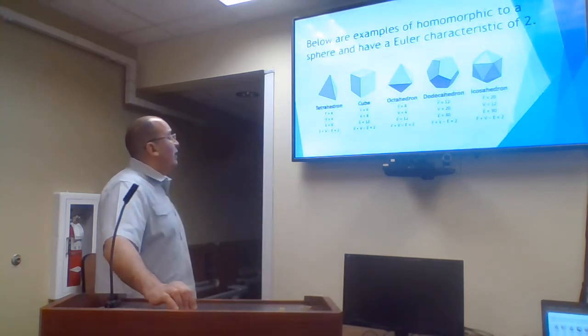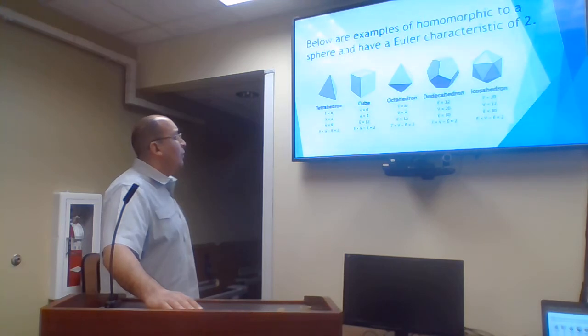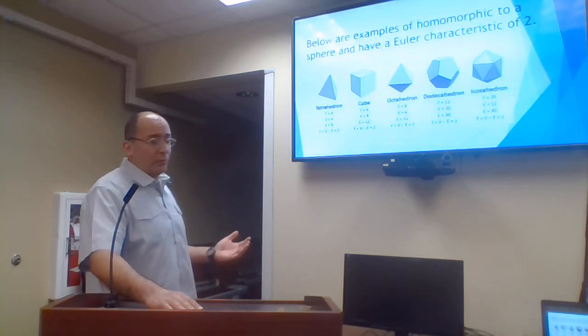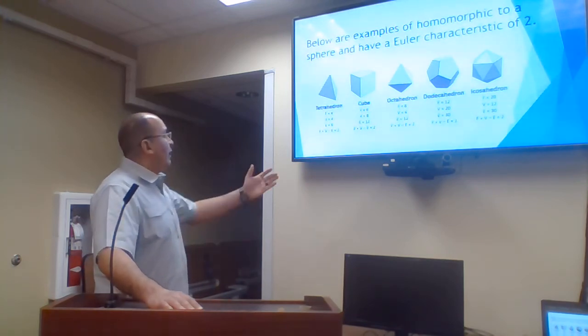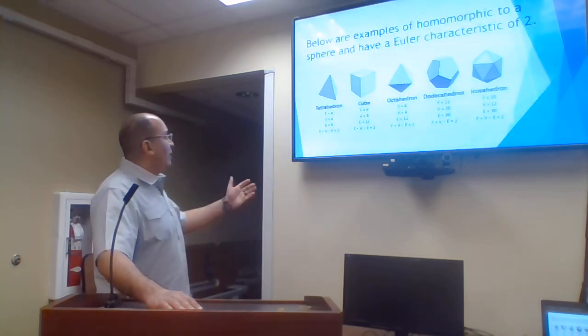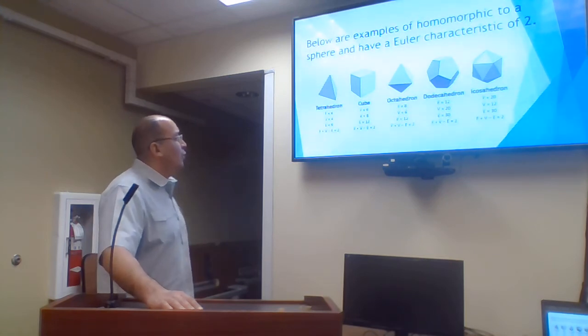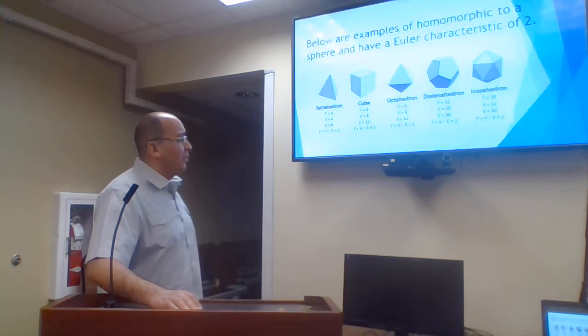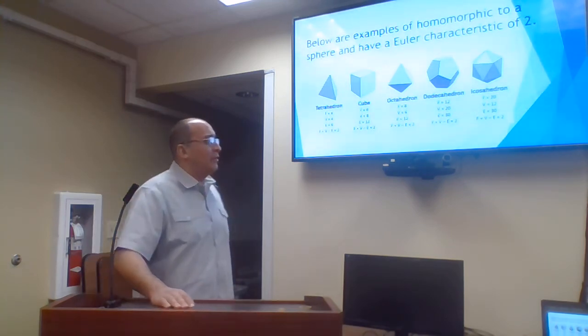Another example, another slide. Below are examples homeomorphic to a sphere that have an Euler characteristic of 2. These 5 examples are the tetrahedron, the cube, the octahedron, the dodecahedron, and the icosahedron.